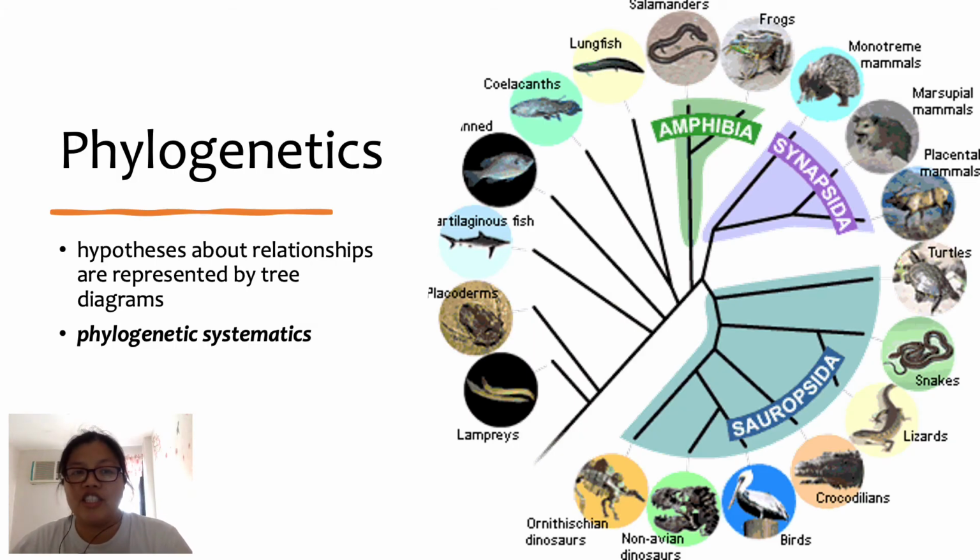Next is phylogenetics. When we say phylogenetics, it is hypotheses about relationships that are represented by tree diagrams. So we call this phylogenetic systematics. So when we classify organisms based on their evolutionary relationship represented by phylogenetic trees. Okay?